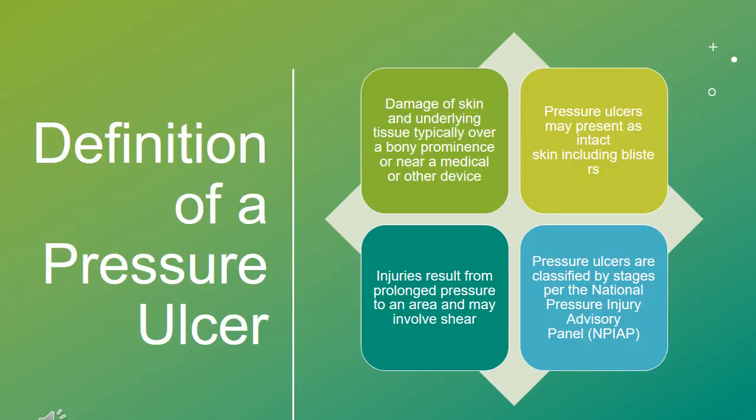A pressure ulcer is defined as damage of skin and underlying tissue, typically over a bony prominence or near a medical device. Pressure ulcers may present as intact skin, including blisters, or may be present as an open ulceration. Pressure injuries are a result of prolonged pressure to a specific area and may involve shearing. Pressure ulcers are classified by the National Injury Advisory Panel through a staging system.